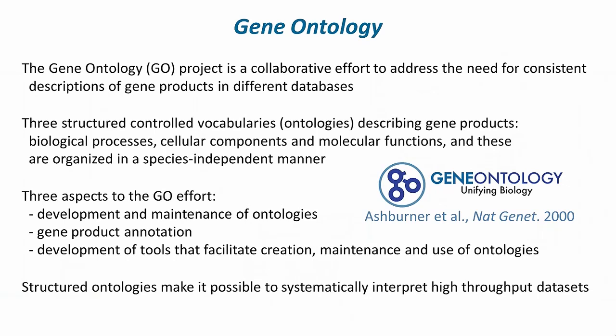Fortunately, in the late 1990s, the Gene Ontology Consortium had the foresight to begin formalizing the description of gene products in different databases. The Gene Ontology Project is a collaborative effort to address this need. It uses structured vocabularies, ontologies, to describe gene products on the basis of three characteristics: biological process, cellular component, and molecular function, and it organizes these in a species-independent way.